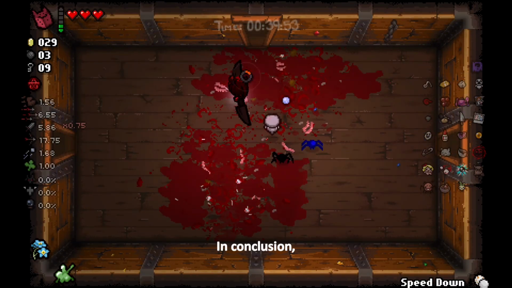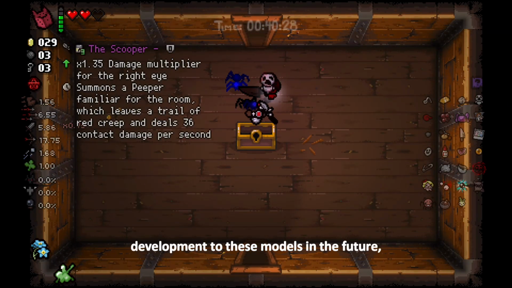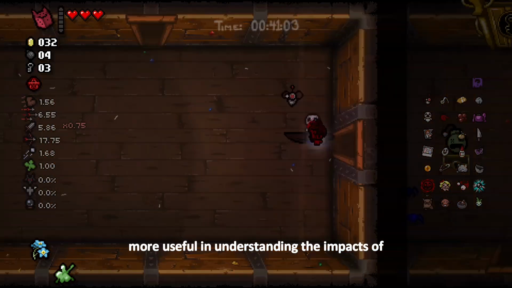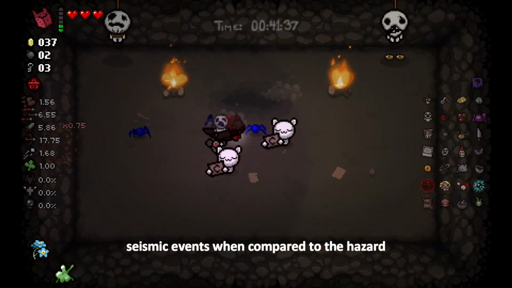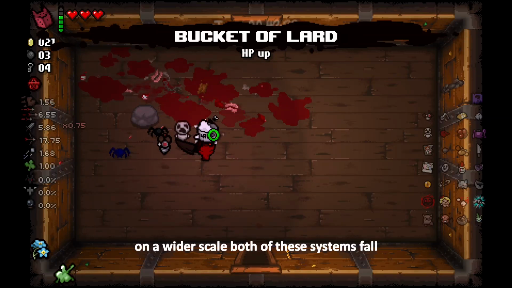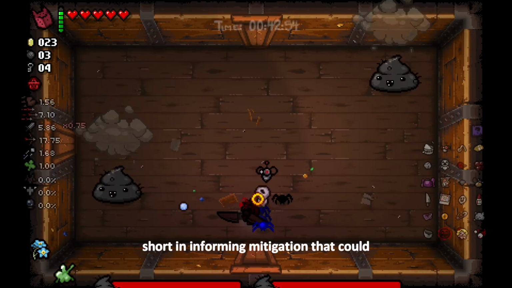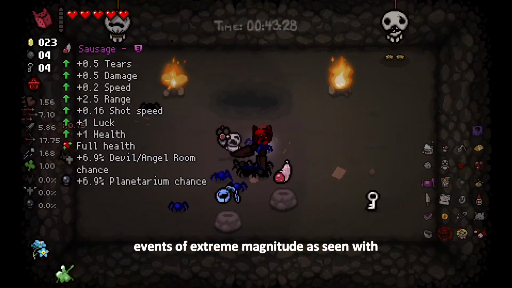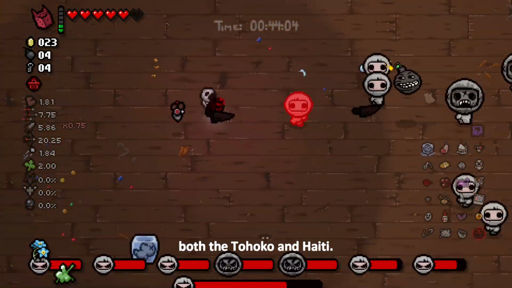In conclusion, while this judgment can change with development to these models in the future, at the present the Park model is largely more useful in understanding the impacts of seismic events when compared to the hazard management cycle. However, on a wider scale both of these systems fall short in informing mitigation that could largely counter the sheer impact of rare events of extreme magnitude as seen with both Tohoku and Haiti.